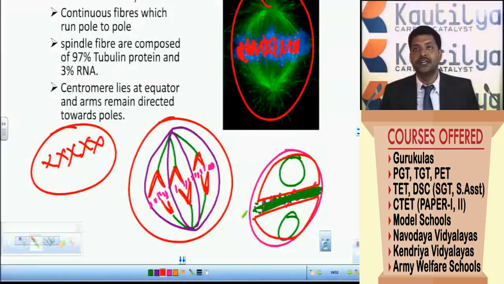It is formed of calcium magnesium pectates. It is formed from the Golgi vesicles. The cell plate method is seen in plant cells, whereas in animal cells, cytokinesis is by the furrow method or constriction method. The furrow method or constriction method is a primitive method, as it is also seen in the case of binary fission of bacteria.